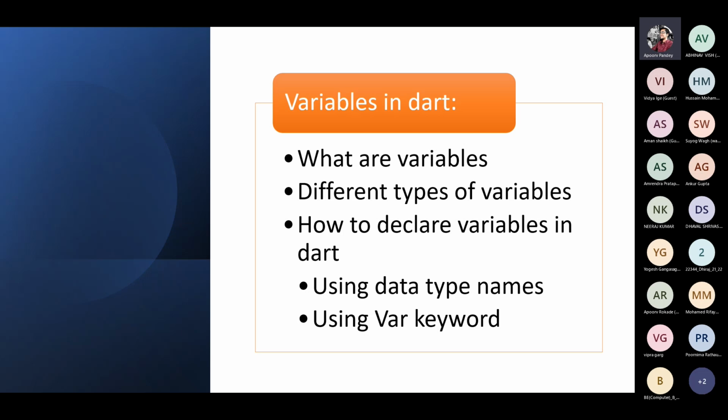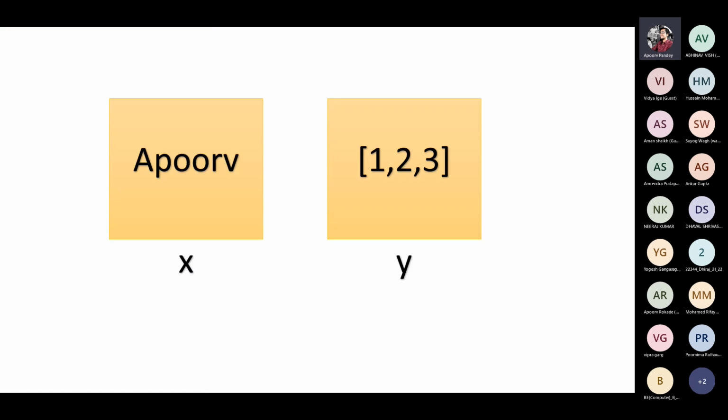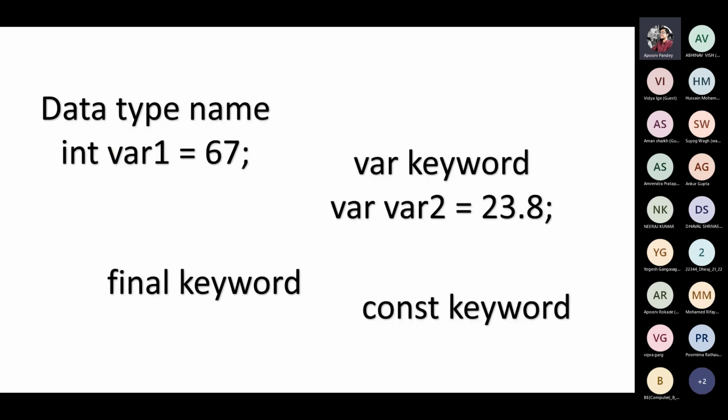So what are variables? Variables are nothing but containers which store data. You can say this is storing my name, this is storing a list of maybe some numbers, etc. Things like this. Then moving on, how do you declare variables in Dart?